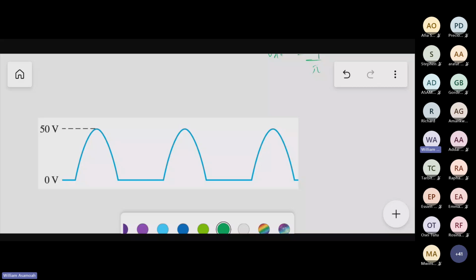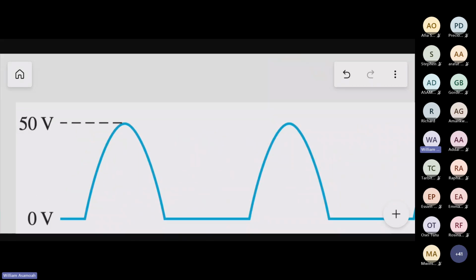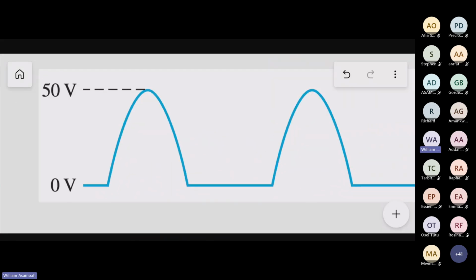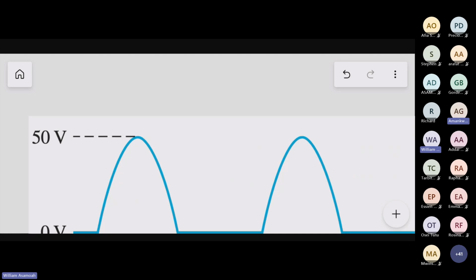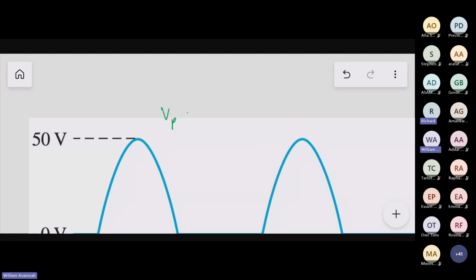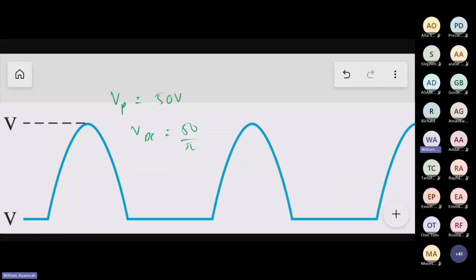Wow. Okay, great. So this is the waveform. If you look at this waveform, what is the V peak? V peak is 50V. That means VDC will be equal to what? 50 over pi. And what do you get? 15.915 volts. 15.92.